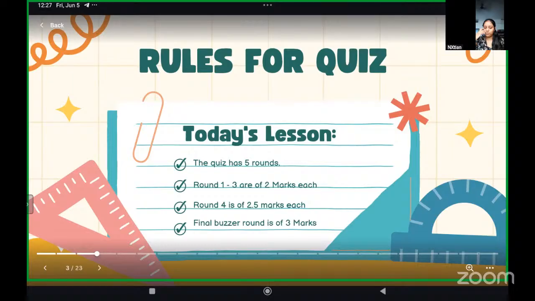So when you are attempting in round 4, you only have 3 attempts, each one of you. You have to quickly raise your hand and then say the answer. You cannot raise your hand before Joshua. When this question comes on the screen, only then can you raise your hand. Whose hand I see first, I will give them the chance to answer. So that is round 4, 2.5 marks each, every question.